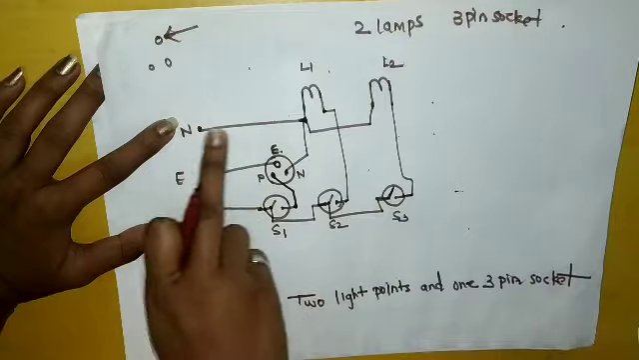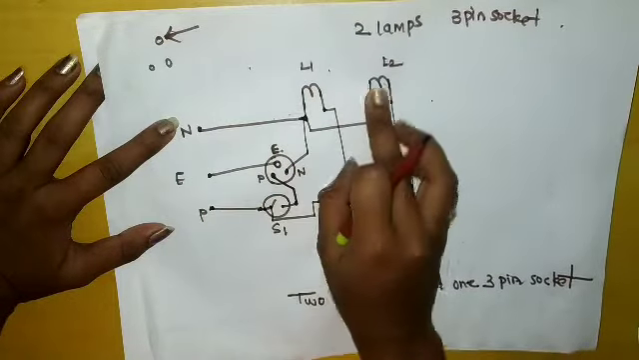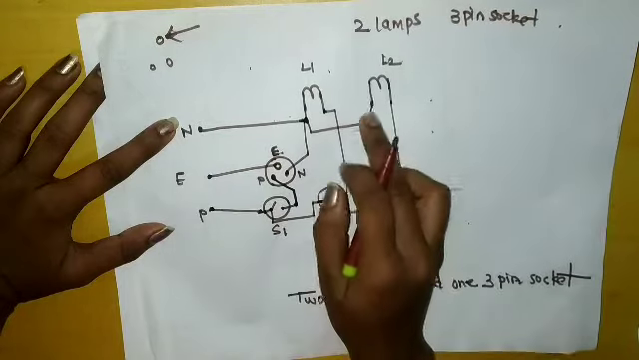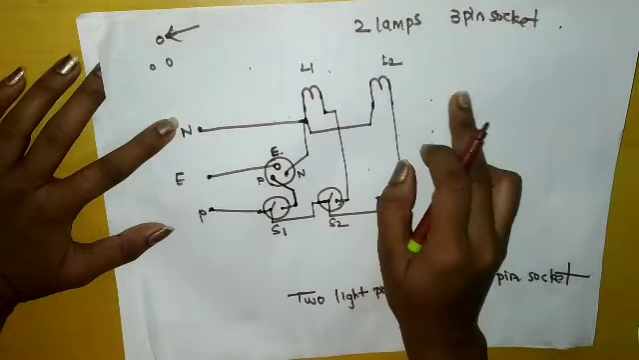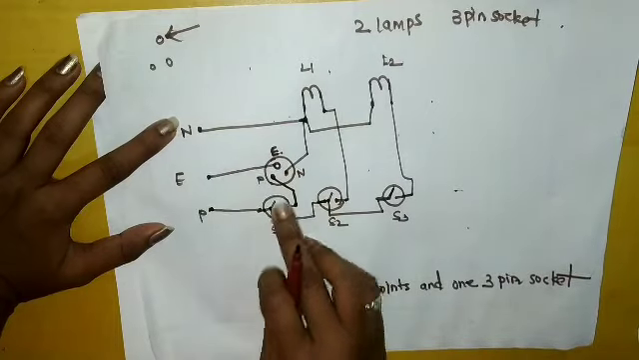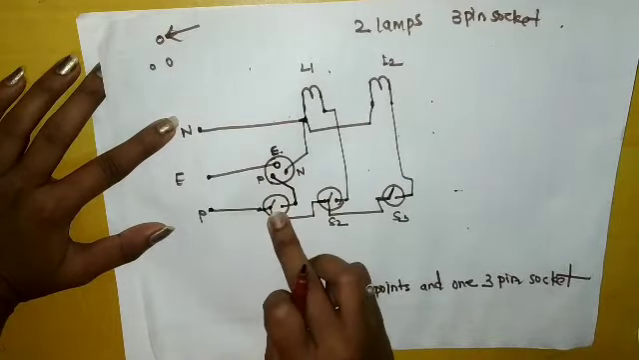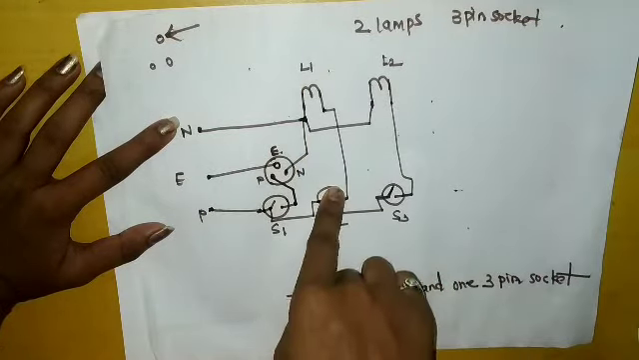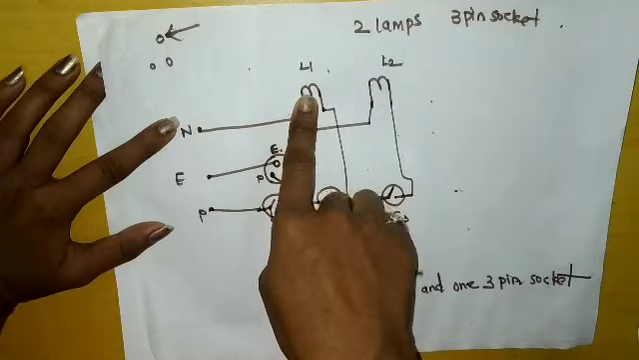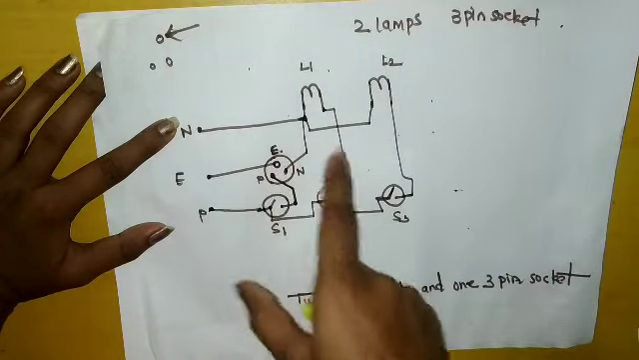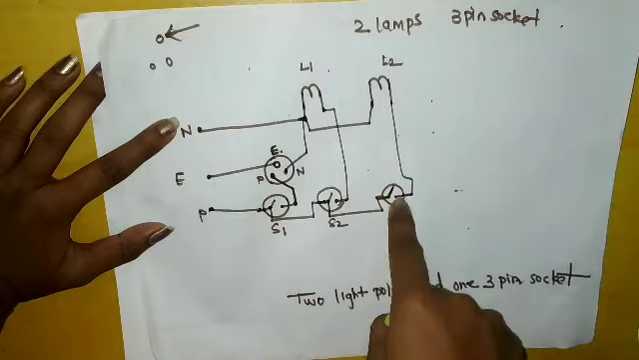So we have given here neutral, and this neutral is linked to the other lamp, right? Now if there are 3 lamps, this neutral will go and link to the third one. Now for this 3-pin socket we require 1 switch. So this is the switch of this 3-pin socket. For lamp L1 we require 1 switch, so we can turn on this switch and glow this lamp. Similarly we can turn on this socket. Similarly, this is the switch.